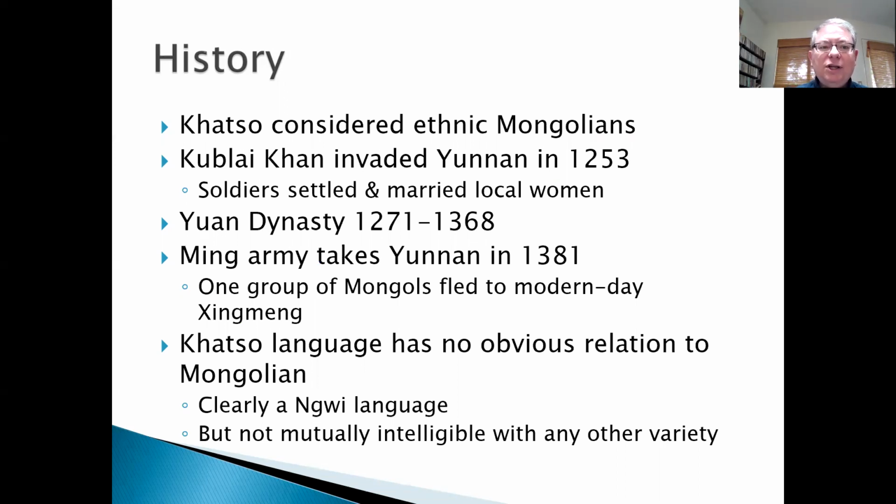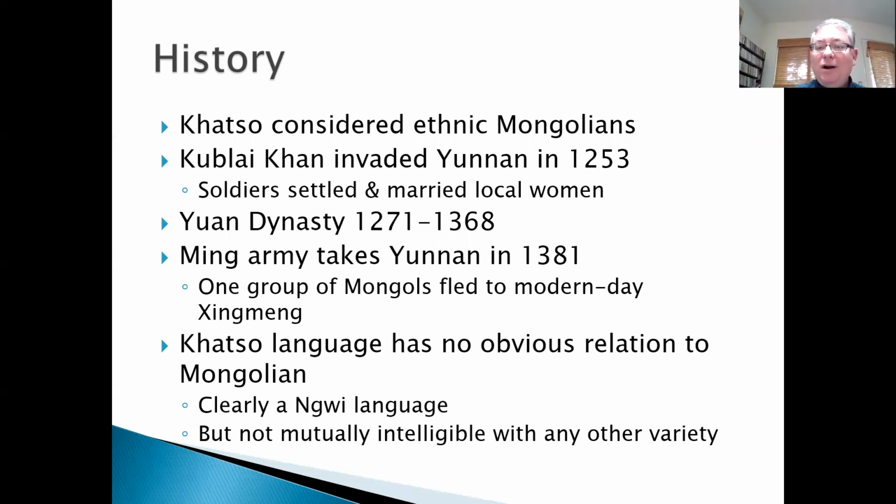Kublai Khan eventually did conquer China, as you know, founding the Yuan dynasty in 1271. But it didn't last long, less than 100 years. Although the Mongols held out a little bit longer in Yunnan, eventually they were also thrown out by the new Ming dynasty. The Mongols fled in all different directions. One particular group of Mongols fled down into Tonghai Valley and basically hid out in the marshy swampland next to Qilu Lake. This is where Xingmeng is today, and those people were the ancestors of the Khatso.